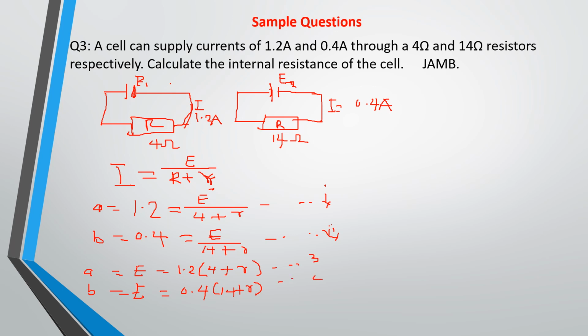Now equating the two equations 3 and 4, if you equate them together, you have that 1.2 bracket 4 plus R is equals to 0.4 bracket 14 plus R. So this has automatically become a mathematical equation, right? So you can just solve this out.